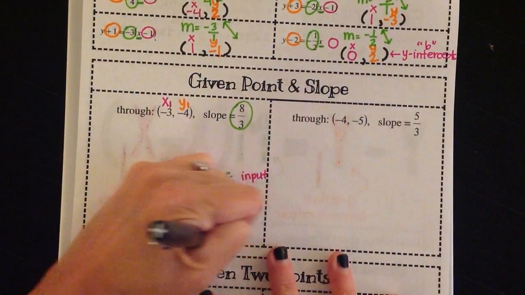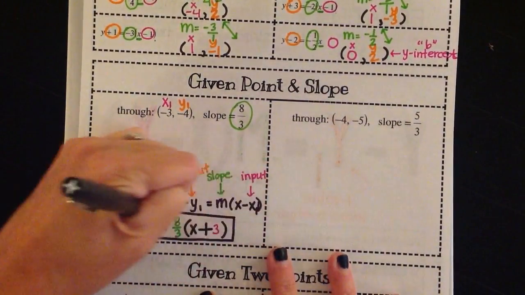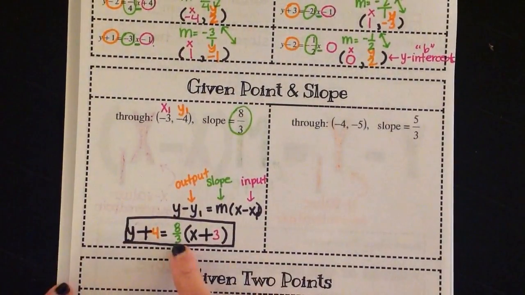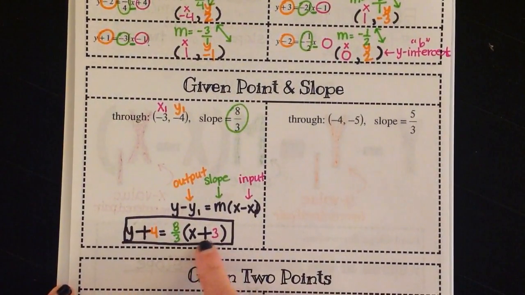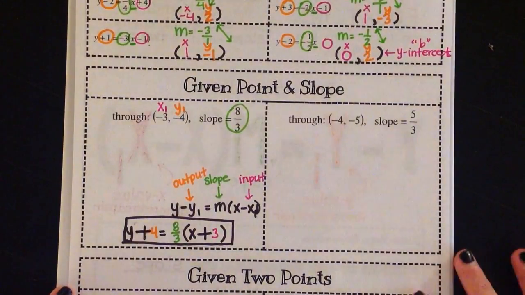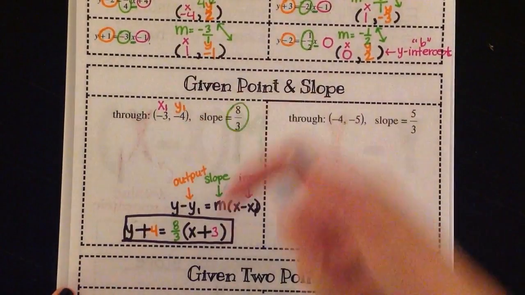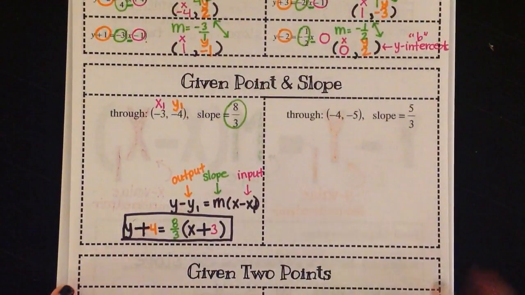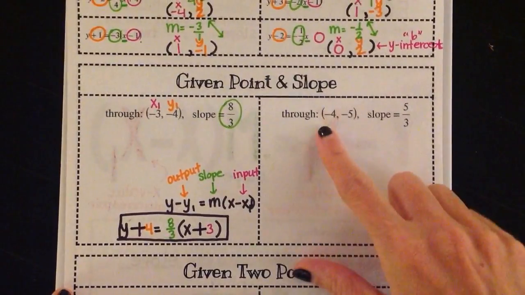So there is my final answer. My point slope format is y plus 4 is equal to 8/3 times the value of the sum of x and 3. And there's my answer. That's it. So when they give you a point and a slope, you just plug them in and you have your final answer. All right, let's look here at this next one.